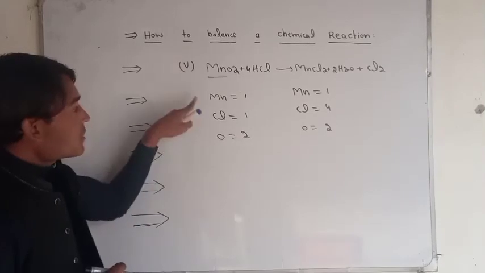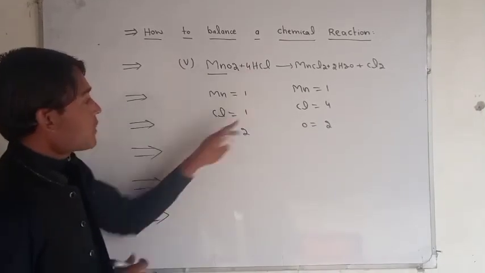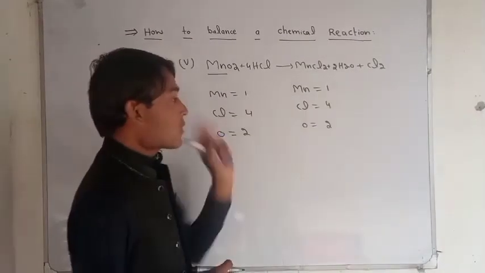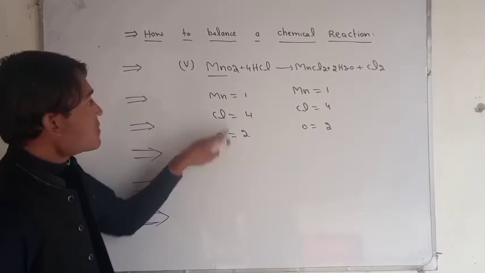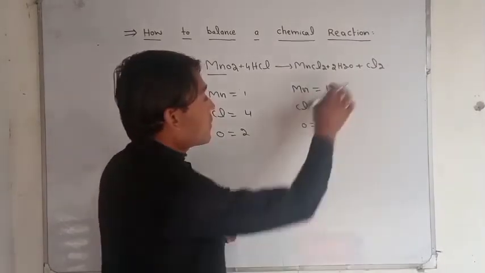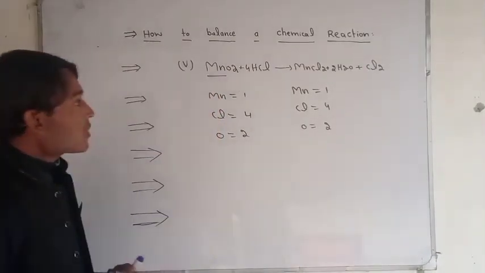Now let's check again. Manganese is 1 on both sides. The number of chlorine is 4, and on the other side the number of chlorine is also 4. It's okay. Now the number of oxygen is 2 on one side and 1 on the other, so we put a coefficient of 2, and that's balanced. Now let's talk about hydrogen.